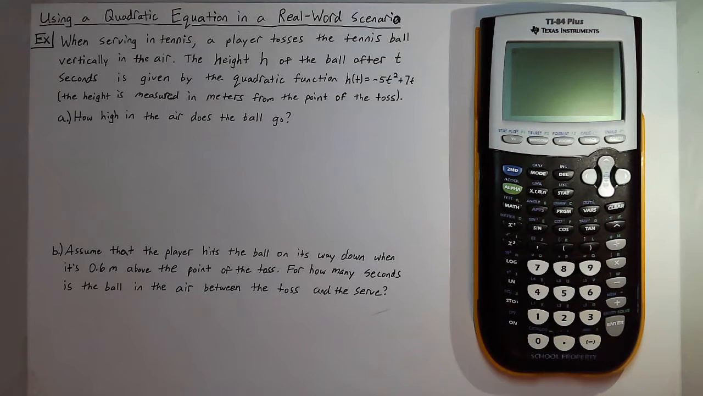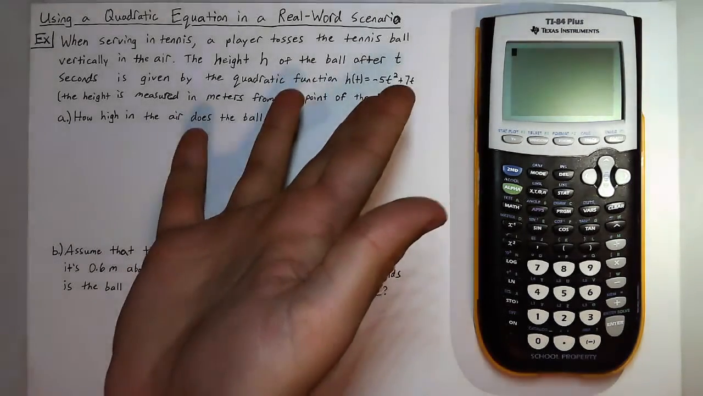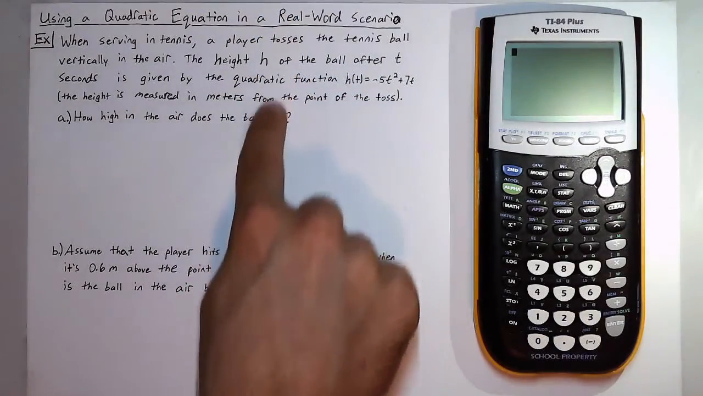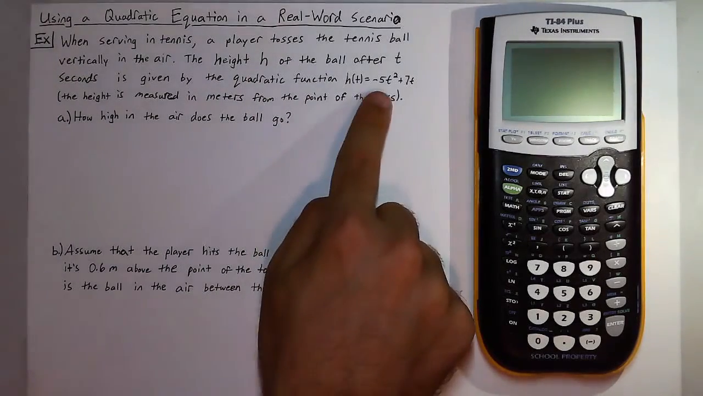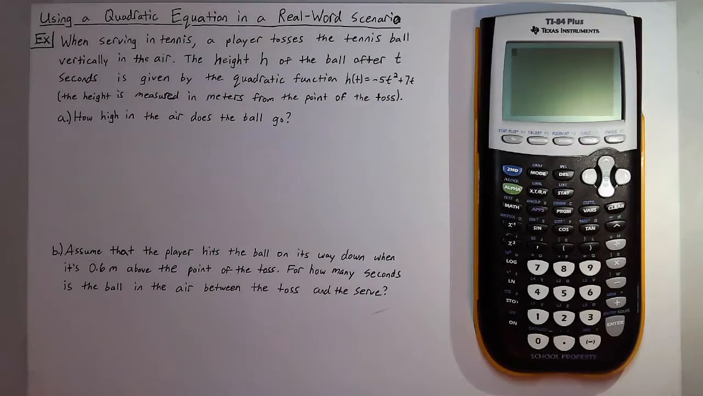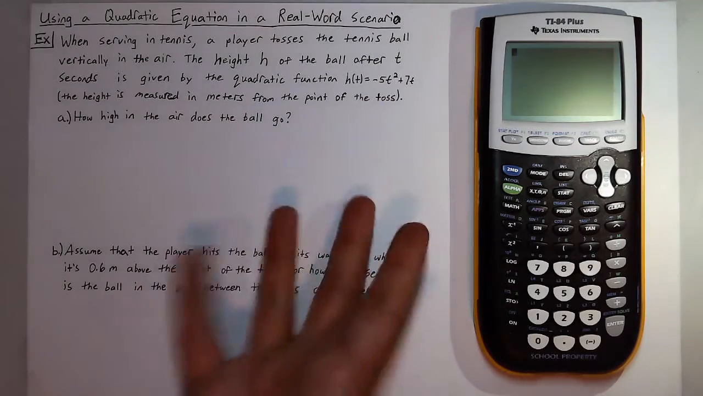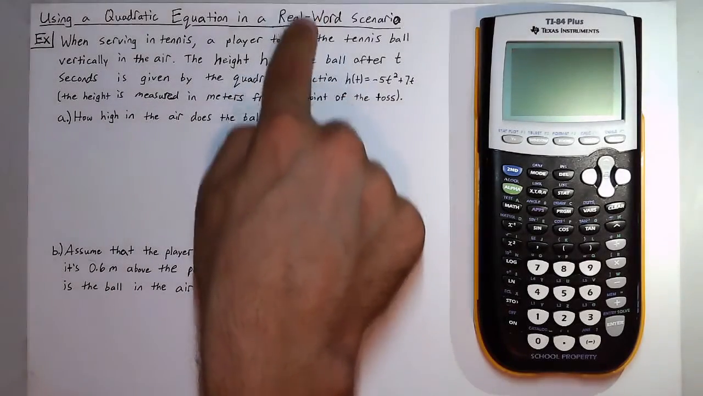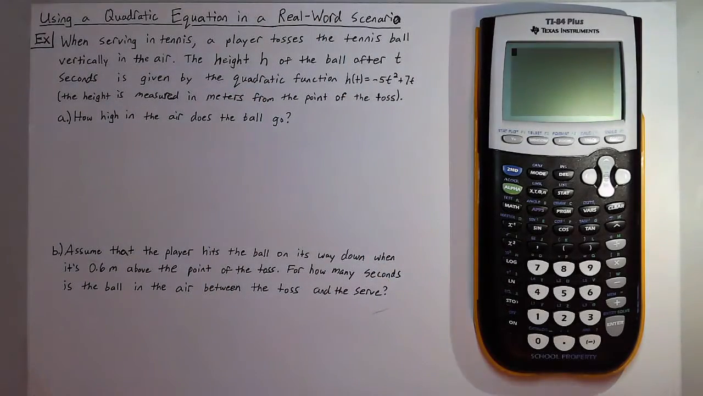In this video, we're going to learn how to use a quadratic equation in a real-world scenario. When serving in tennis, a player tosses the ball vertically into the air, and the height h of the ball in seconds is given by this quadratic equation, -5t squared plus 7t. The height is measured in meters from the point of the toss. So the moment it leaves the hand, it measures how high above the hand it is as it goes up and then back down. First, we want to find out how high in the air the ball goes.